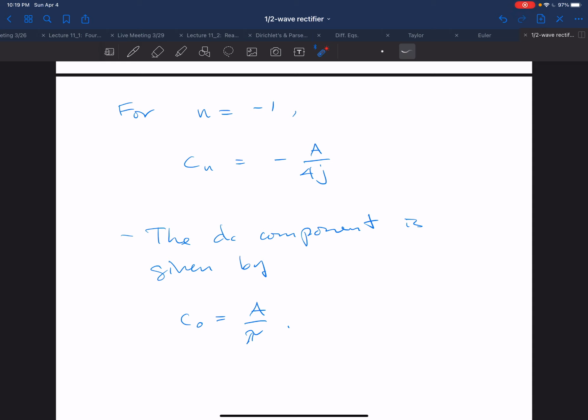So you see here that we had a sinusoidal input whose amplitude was A. The DC component of our half-wave rectified output is A over pi. So we've gone from an AC voltage with an amplitude of A to a DC component that is only A over pi.